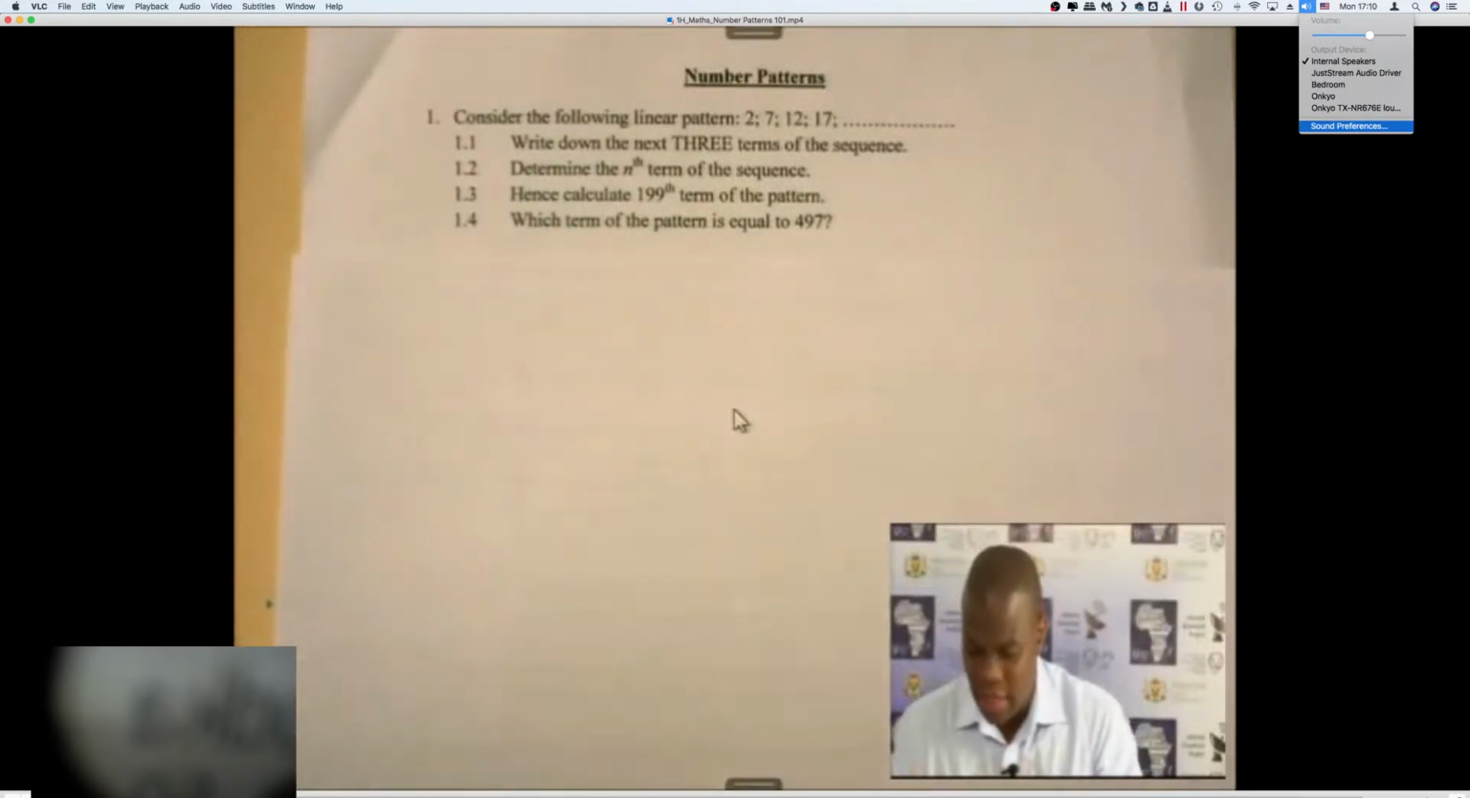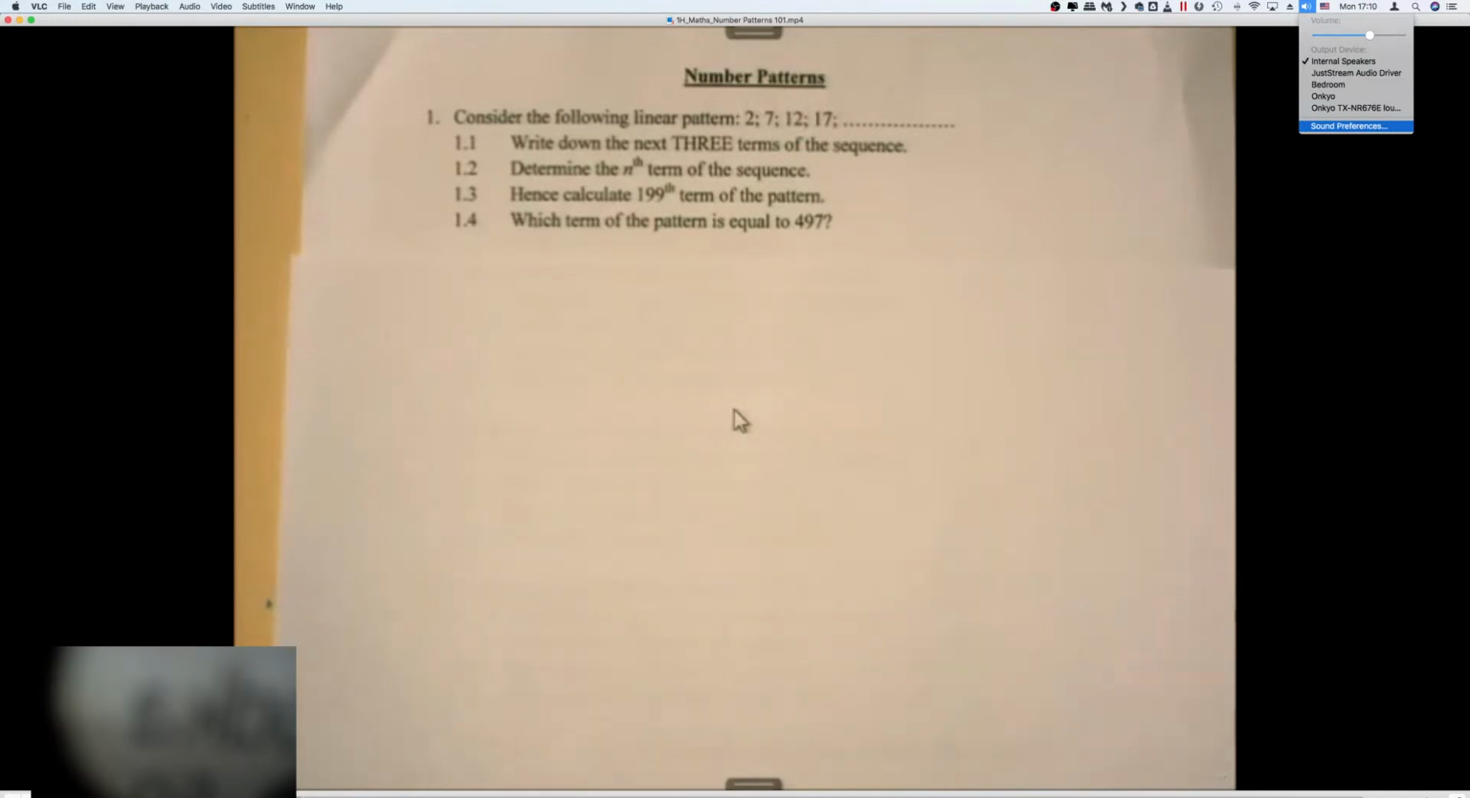And we know number patterns can take different forms. So I'm going to take you through this first exercise. And then the next exercise, I think you must be able to do it. We've got different types of number patterns. The first one is the linear number pattern. The question states, consider the following linear number pattern.